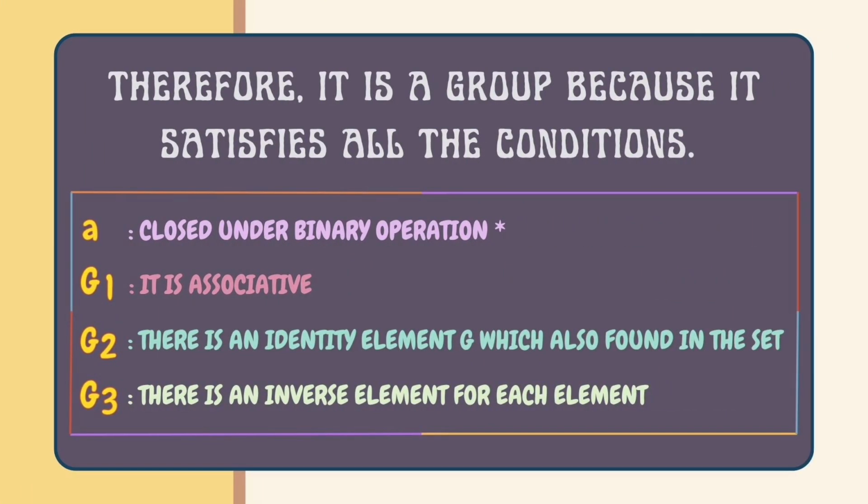Therefore, it is a group because it satisfies all the conditions. It is closed under binary operation star. For G1, it is associative. For G2, there is an identity element G, which is also found in the set. And for G3, there is an inverse element for each element.